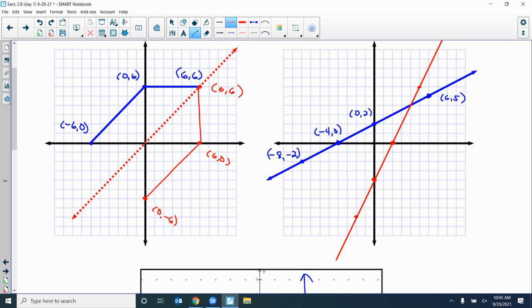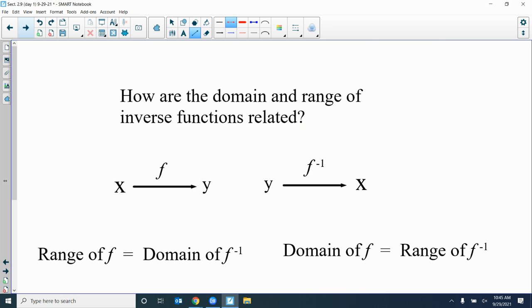Okay, and then here. Okay, there's your symmetry. So geometrically, you got a reflection on y equals x. Algebraically, you flip the x and y coordinates. Okay, for that. All right, how are the domain and range related?